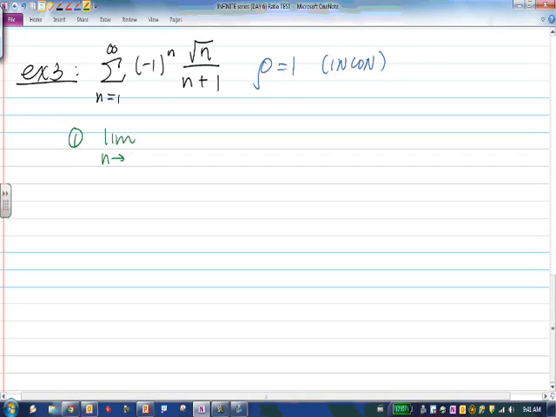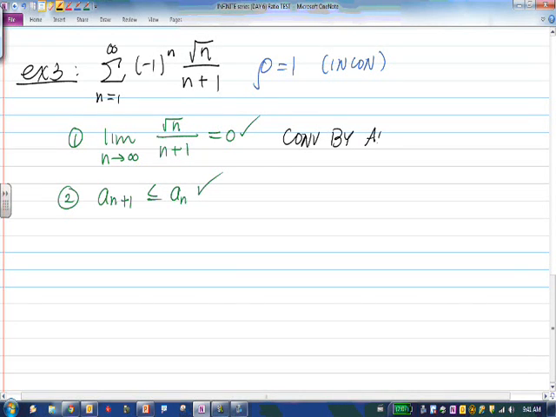So let's run through it very quickly as review. The first thing I'm going to do is take the limit as n approaches infinity, ignoring the alternating part. And you can see the bottom is bigger than the top, so this limit will be 0, check. And then without too much work, you can show that the next term is in fact smaller than the previous term, check. So although the ratio test was inconclusive, this series in fact converges by the alternating series test.